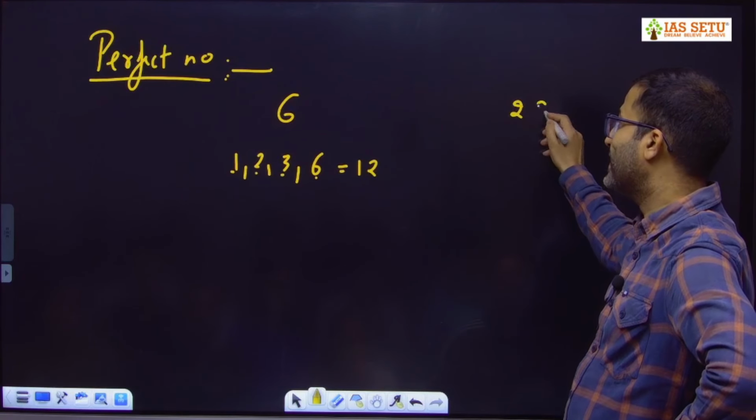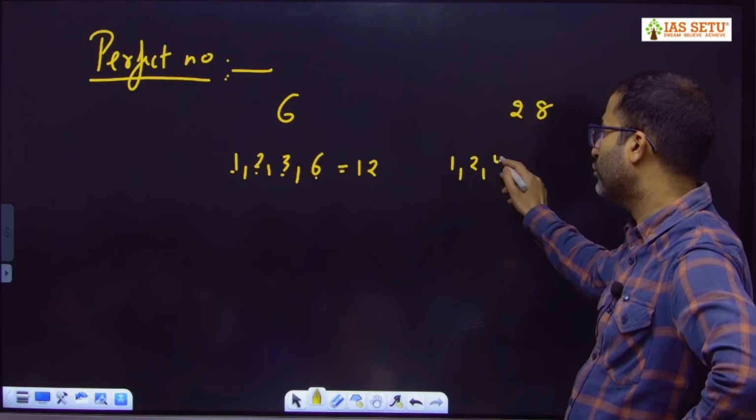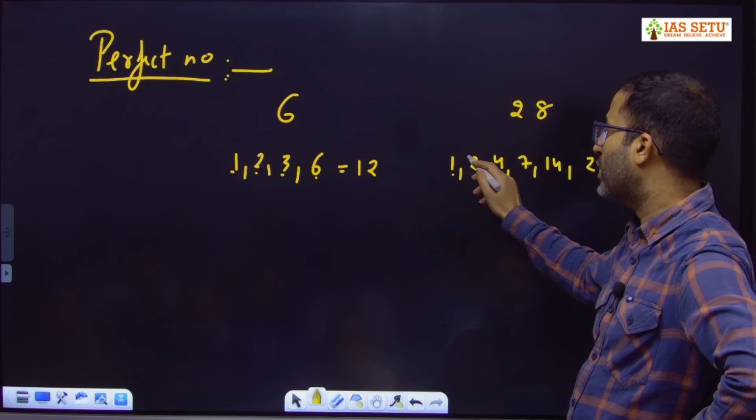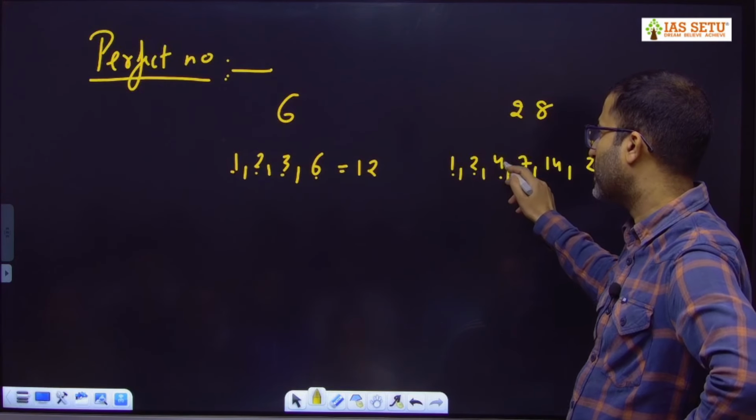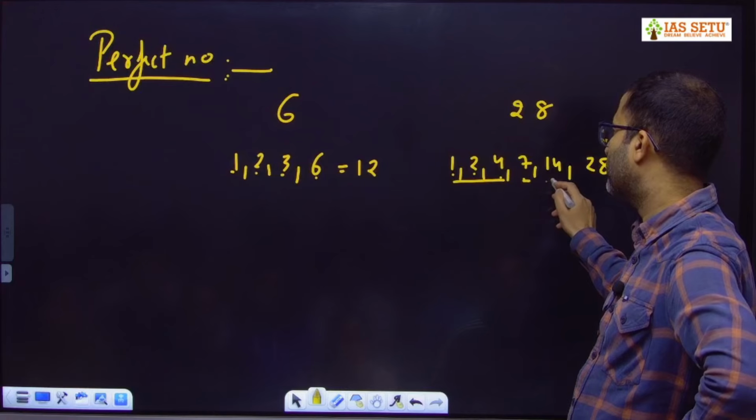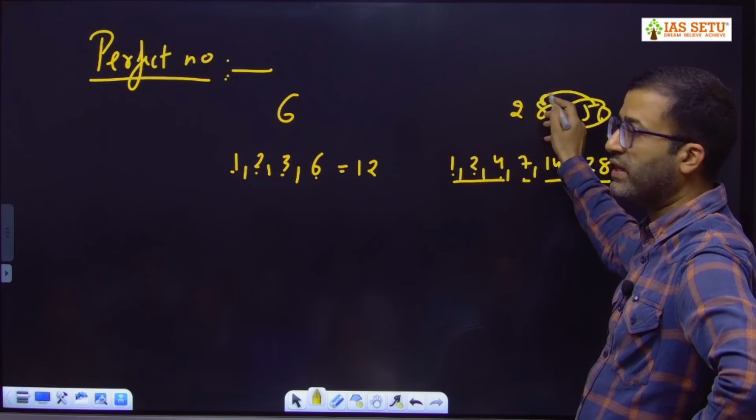Like 28. What are the factors of 28? We have 1, 2, 4, 7, 14, 28. 1 plus 2 is 3, plus 4 is 7, 7 plus 7 is 14, plus 14 is 28, plus 28 is 56, which is double than the number.